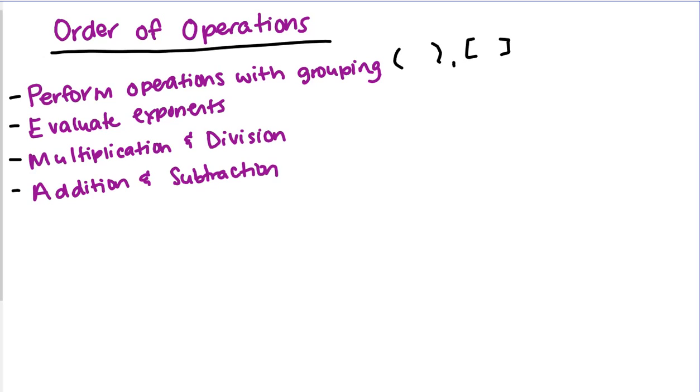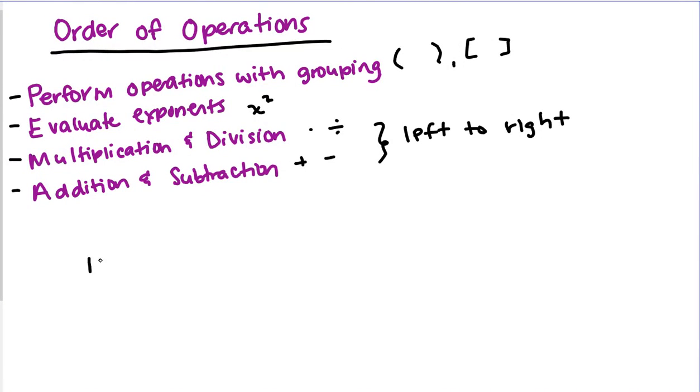Then we're going to evaluate exponents. So we know what an exponent is. And then multiplication and division, you know what those are. And our addition and subtraction. Now, keeping in mind that those last two need to be performed left to right. And that's very important. So let's look at a couple of examples.